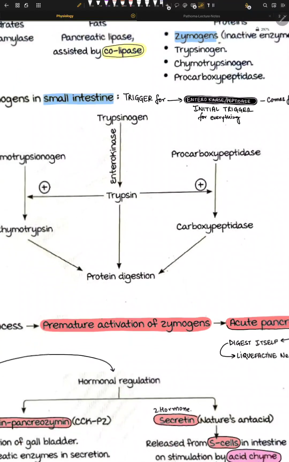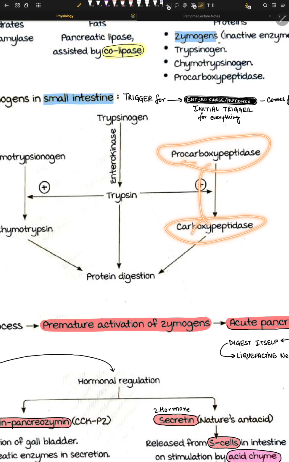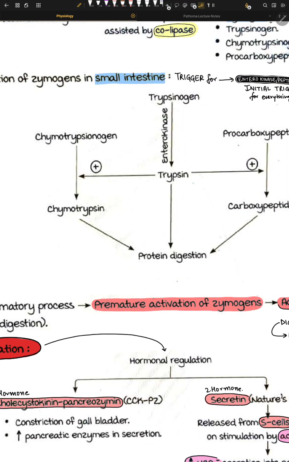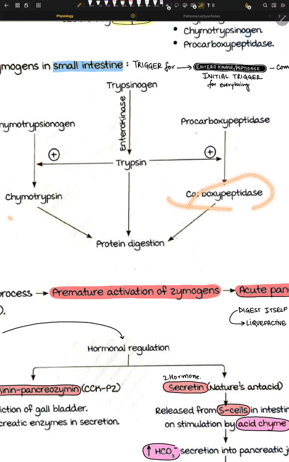It's a kinase. After this happens, this trypsin goes and activates pro-carboxypeptidase into carboxypeptidase. Pro means before, so carboxypeptidase before was pro-carboxypeptidase. Then trypsin also activates chymotrypsinogen into chymotrypsin. So we have these active compounds: chymotrypsin, trypsin, and carboxypeptidase. All three of these are responsible for protein digestion. That's the end of the story.